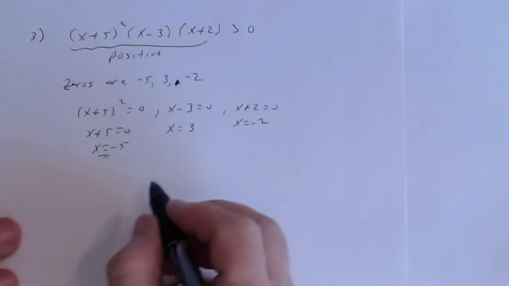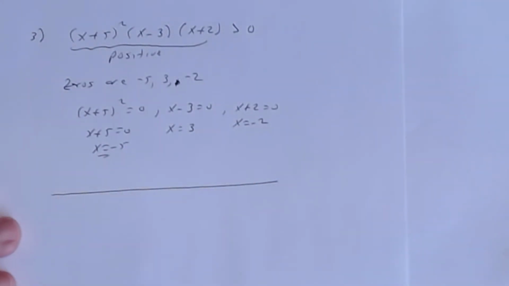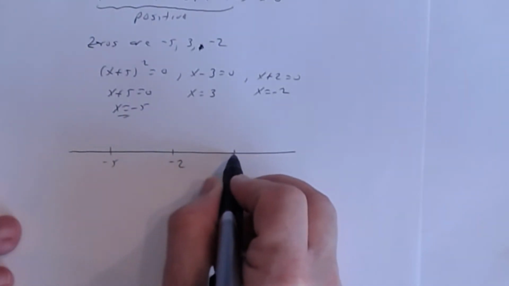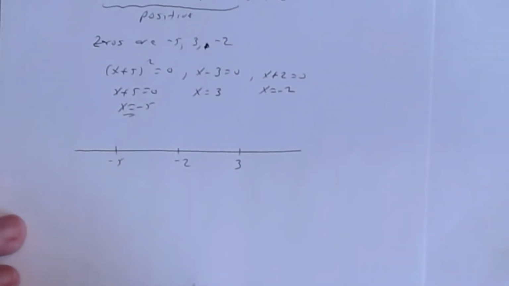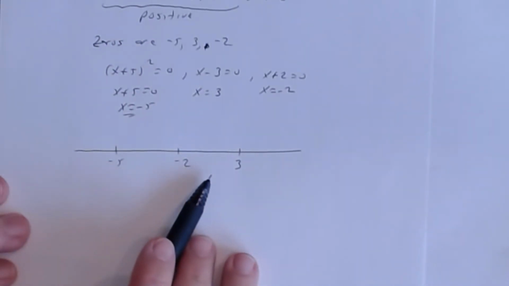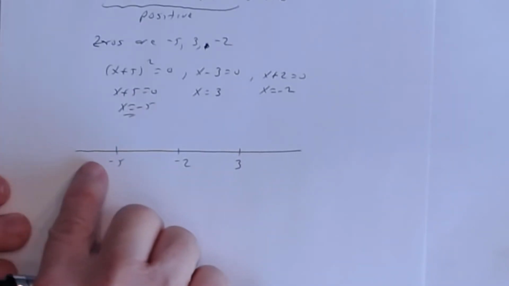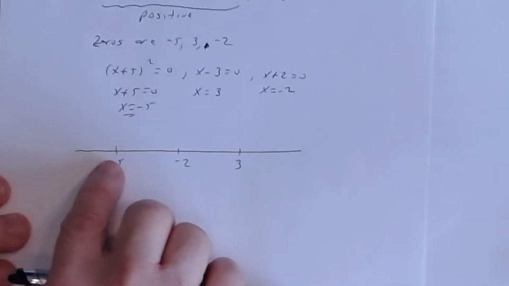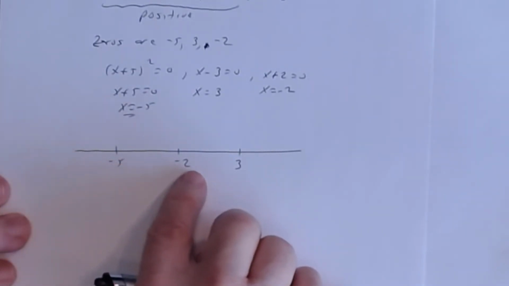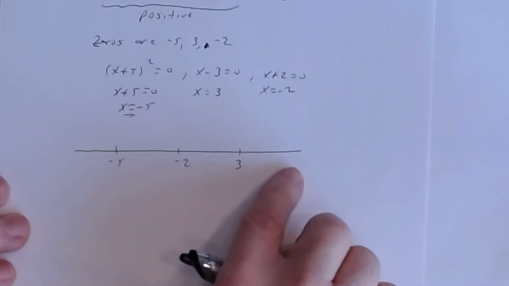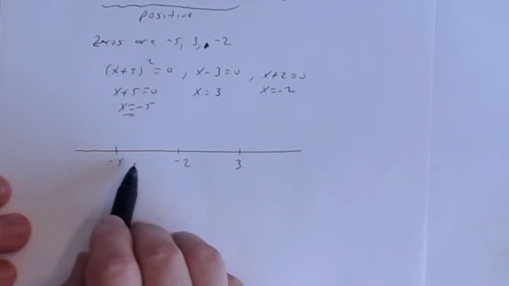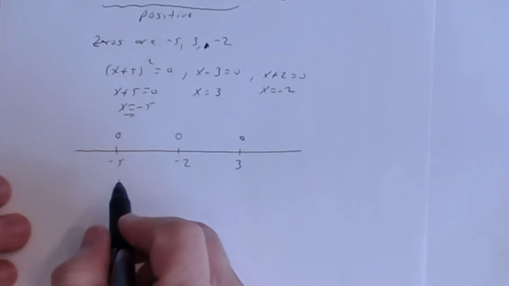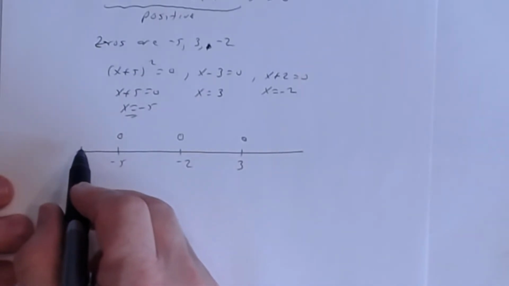So I'm going to put those on the number line, just like I did in the past. And let's put them in order. So negative 5 is going to be first, then negative 2, and then 3. And notice that those three zeros divide the number line into 4 intervals. 1, 2, 3, 4. So the interval from negative infinity to negative 5, the interval from negative 5 to negative 2, the interval from negative 2 to 3, and the interval from 3 to infinity. Notice that those zeros actually make the left-hand side 0. So I'm going to put 0 there. All right. Now on the other real numbers, it's either going to be positive or negative.